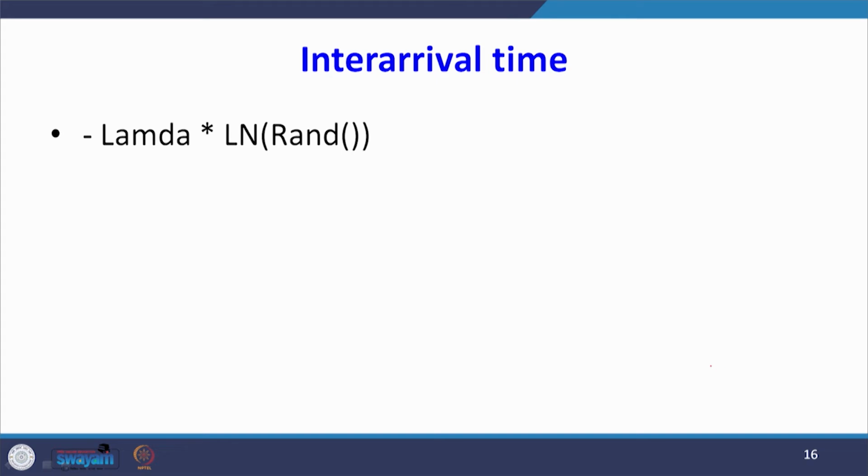To generate a data set which follows an exponential distribution, in Excel we have to use minus lambda, that is the mean, multiplied by the log of RAND. So, this function will be used in Excel for generating random numbers which follow an exponential distribution.